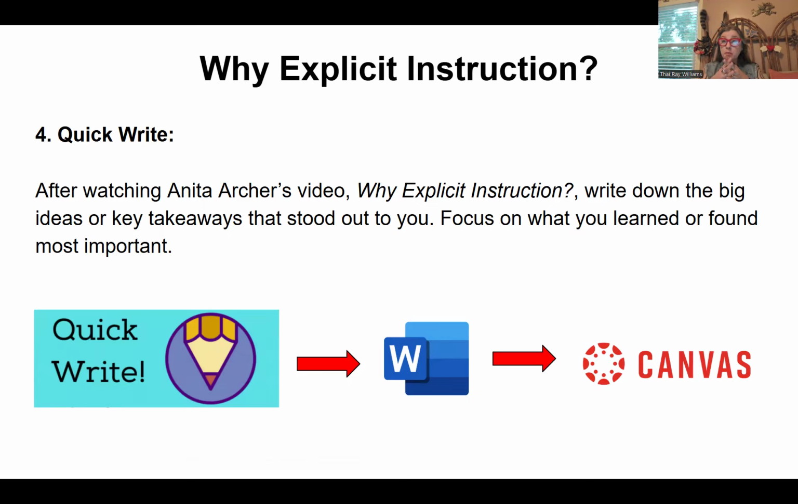And continue to remember, these are quick writes. We're just trying to get your thinking going and to put something down on paper. So put it in your Word document. At the top, you're going to say number 4, why explicit instruction. Then underneath, you're going to put your answer. And again, you're going to submit this before class on Canvas, okay? So go ahead and stop your video, and I'll see you when you get back.